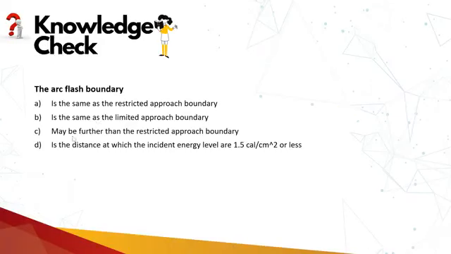An arc flash boundary may be farther than the restricted approach boundary because it is the distance at which the incident energy is equal to 1.2 cal per centimeter square would be right. But here it says 1.5 cal per centimeter square. So that's why this is the wrong option. Option number C is right. May be farther than the restricted approach boundary. Yes, we have discussed that the arc flash boundary could be greater than the restricted approach boundary. Okay, any question or any confusion up till now?